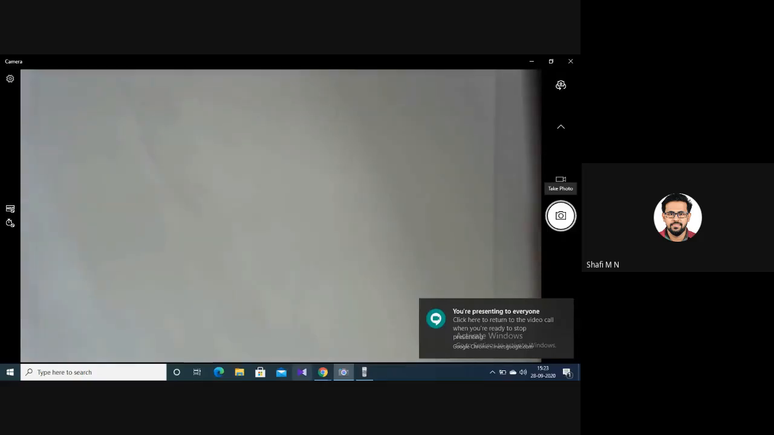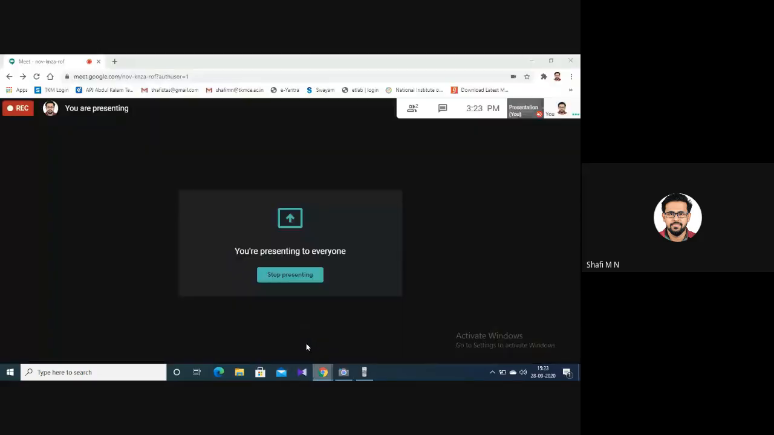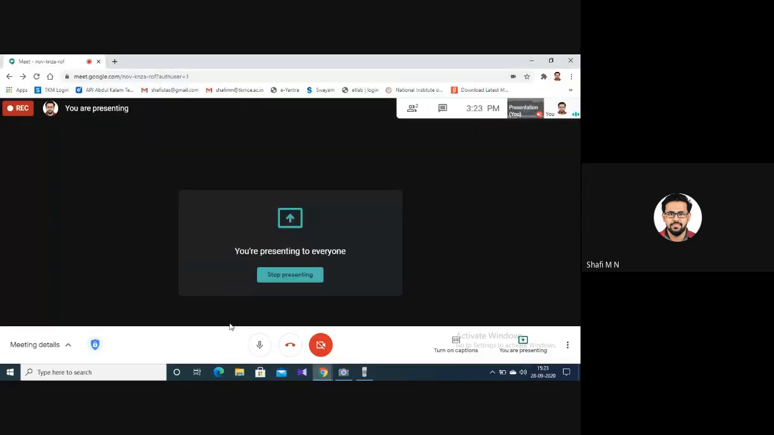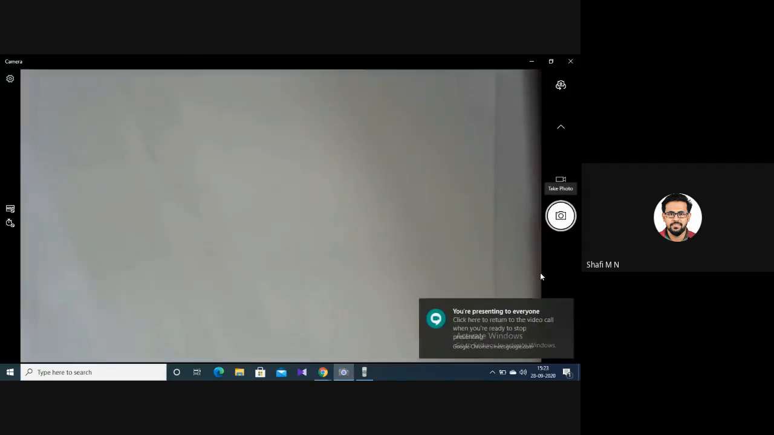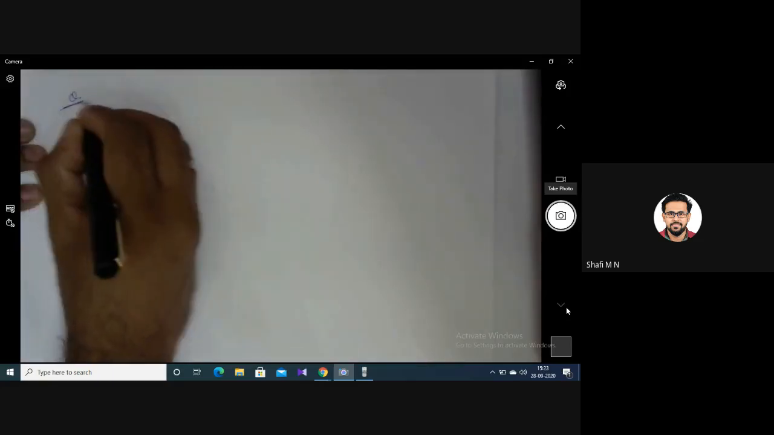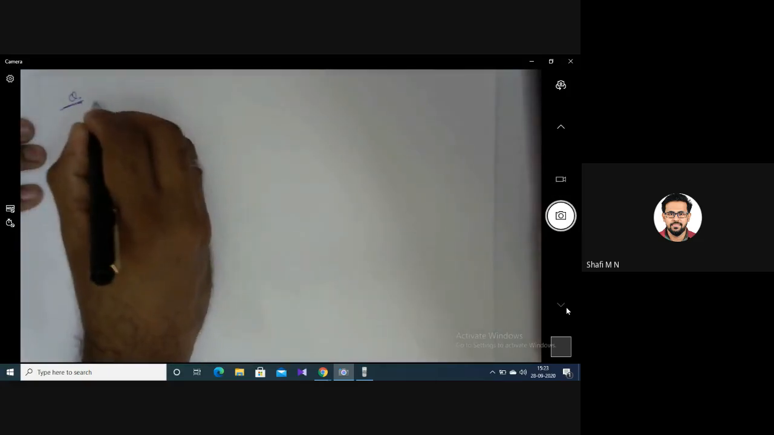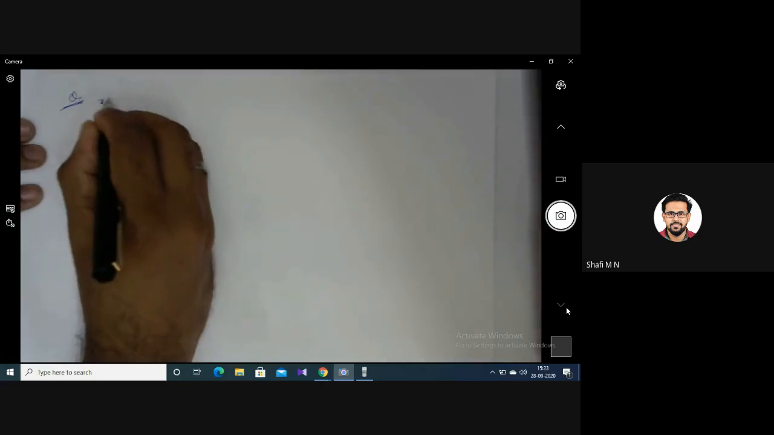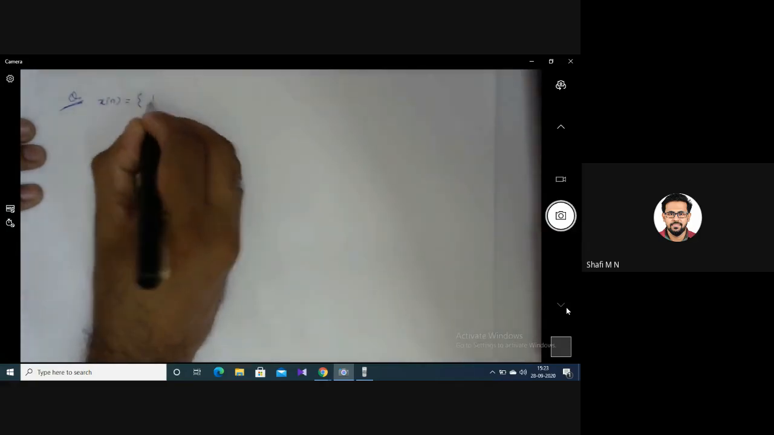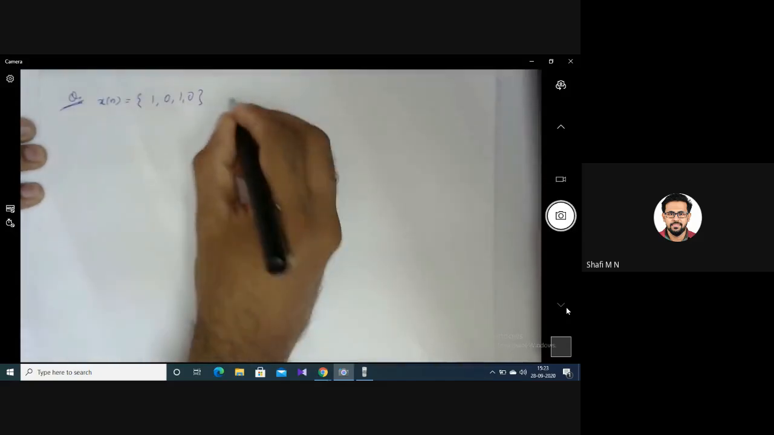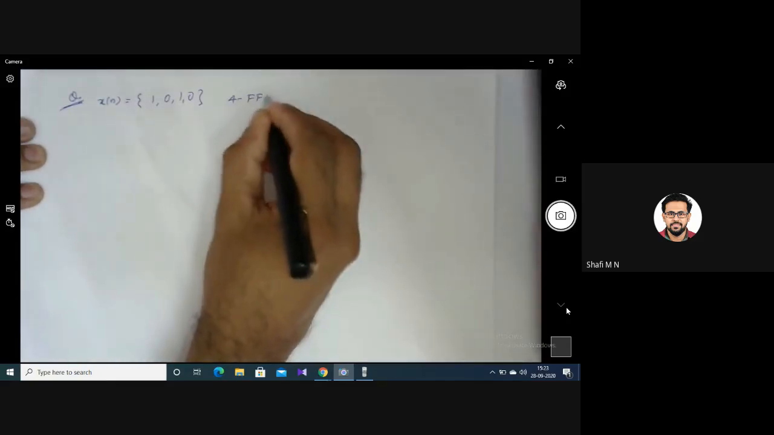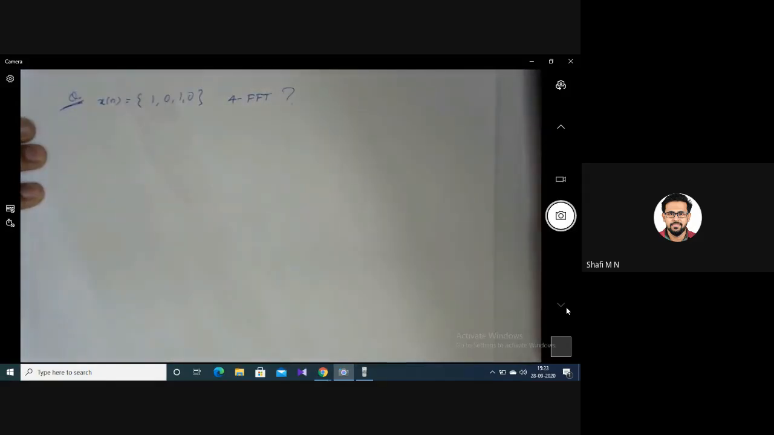How to apply the fast Fourier transform algorithm. So we have gone through the steps, and today we'll do some practice problems. First, let's try a 4-point FFT. So this is the question. Let us consider a sequence x of n equal to 1 0 1 0, and you have to find the 4-point FFT of the sequence.